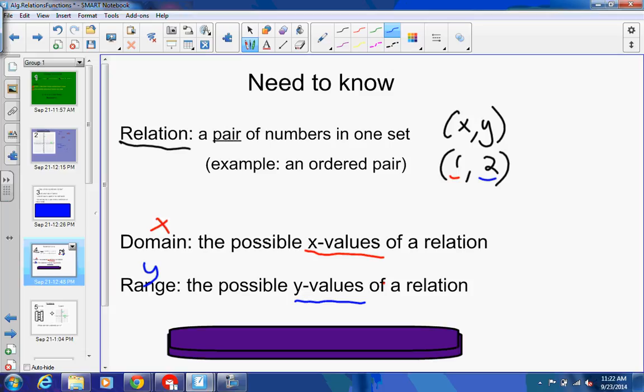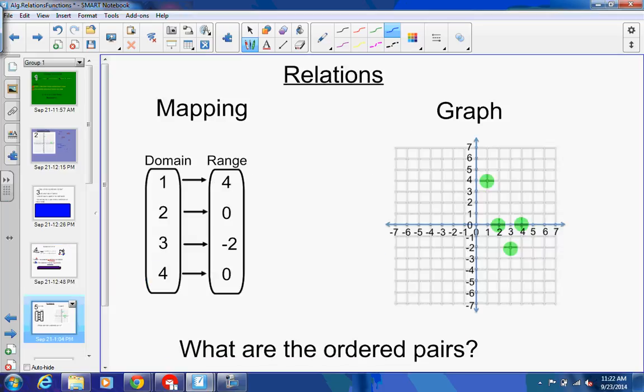Now, you're going to see relations in a couple different ways. I'm just going to briefly show you this. A mapping and a graph. Graphs are pretty straightforward. You know that these are points plotted. And again, the relations are, there's four pairs in this relation right here. So there's 4 ordered pairs.